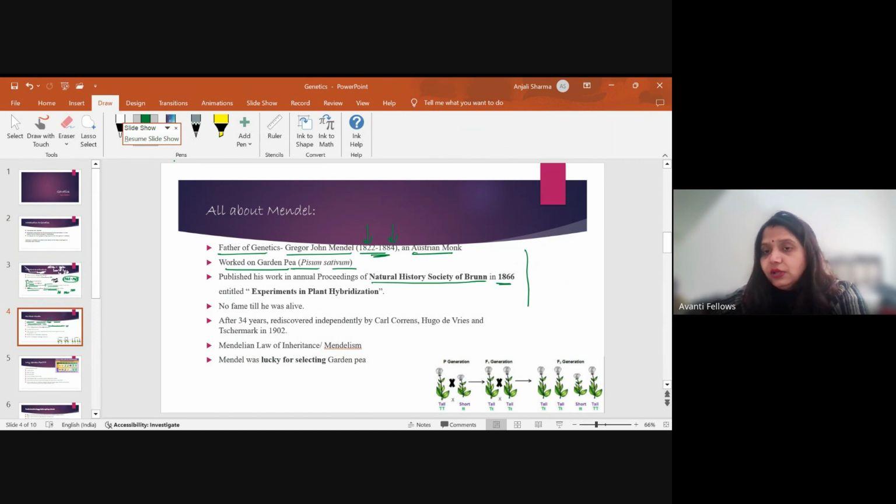Now, how do you need to learn this? Like the Tribune. The Tribune is the name of the paper. Similarly, Natural History Society of Brunn is the name of the paper in which Mendel's work was published. And Kejriwal closed the school for 1 week. This is the headline, and similarly, Experiments in Plant Hybridization is also the headline.